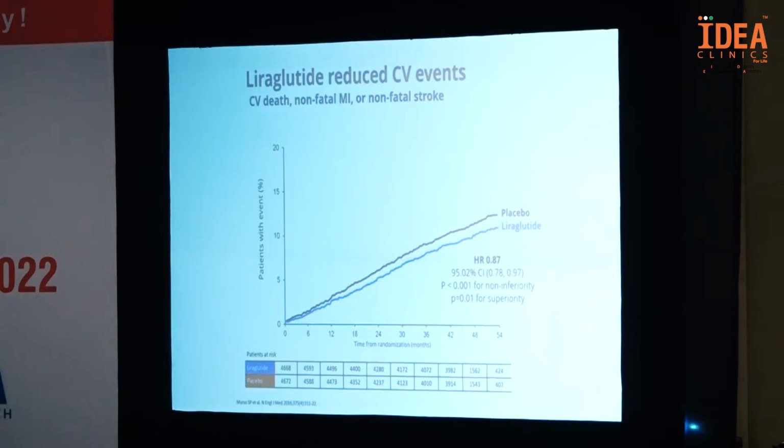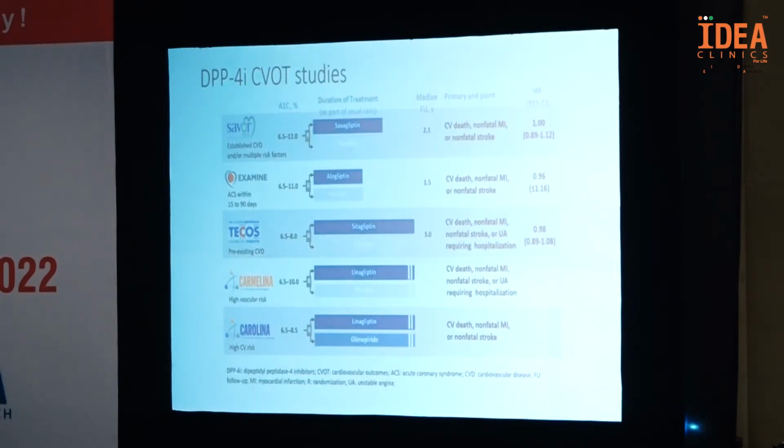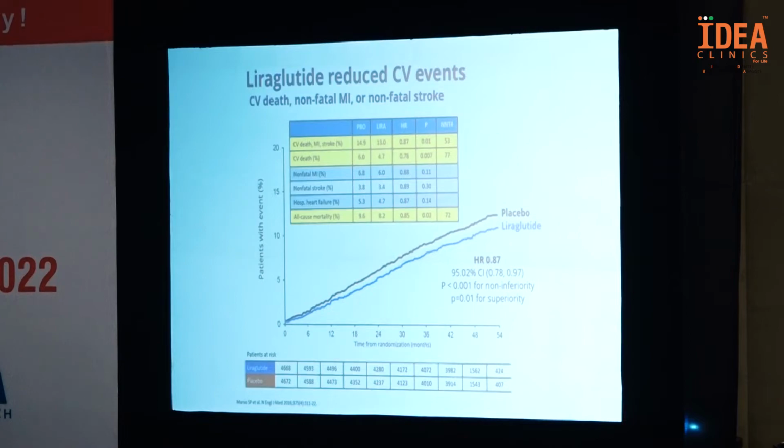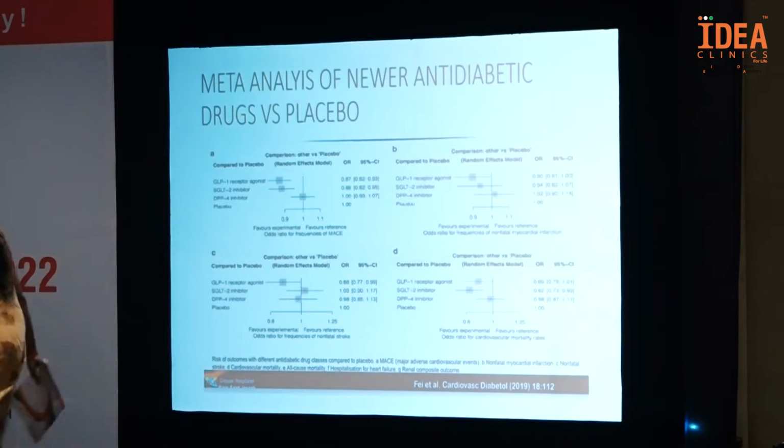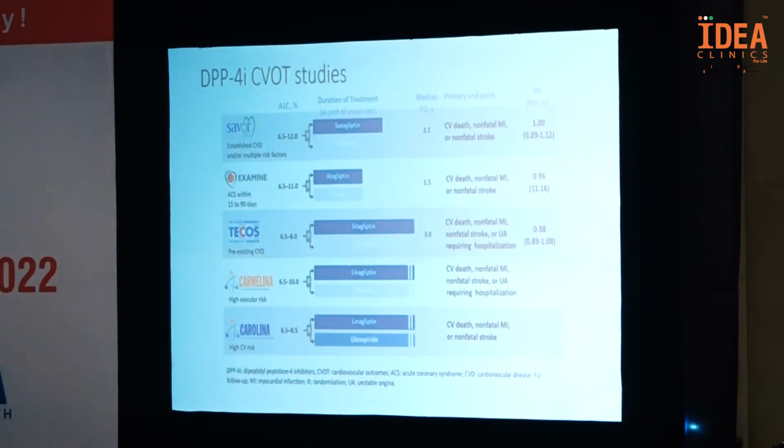So liraglutide versus CV events: this drug has also shown cardiovascular mortality and morbidity benefit when compared to the placebo. There is a reduction in the overall CV death and MI, but there is no difference in non-fatal stroke, non-fatal MI and heart failure hospitalization. And all-cause mortality is slightly lower in the liraglutide group.